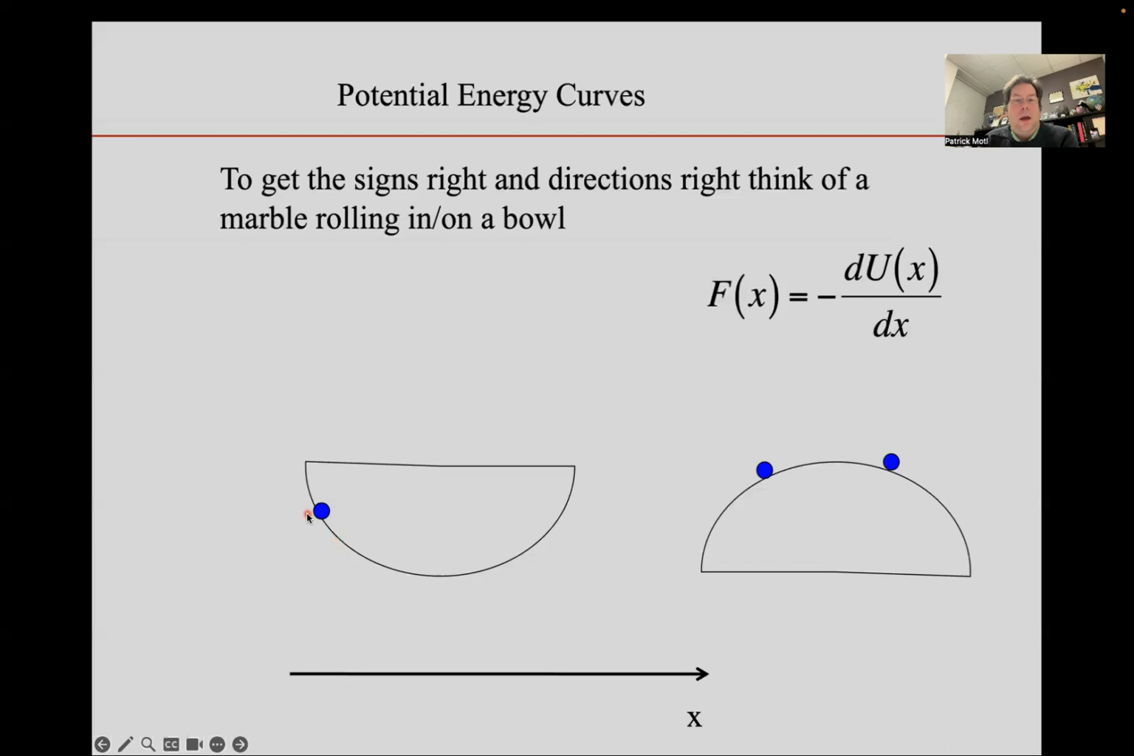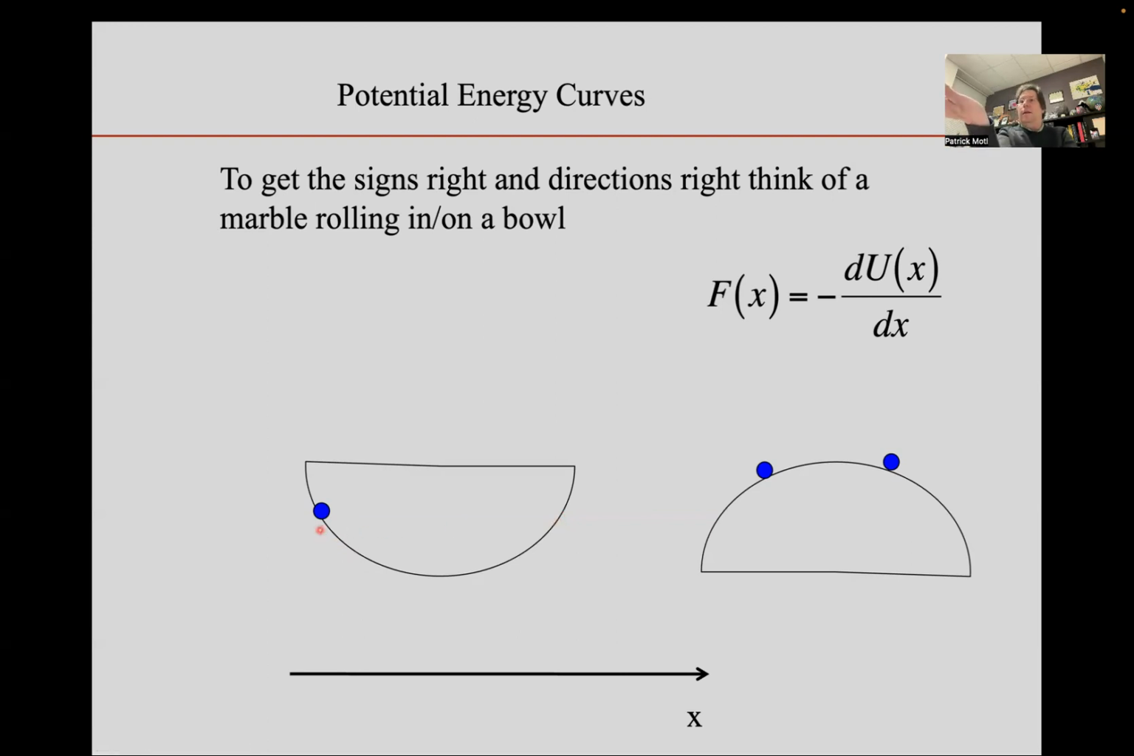After the marble has passed the lowest point in the bowl, it's going to start to roll uphill and slow down, slow down, slow down as it goes. That's telling me that I have a force. There's a positive slope along the tangent to the bowl. A positive slope with that minus sign gives me a force that points to the left. So the marble is going to slow down and just come to a stop when it was at the same height that it initially started at.